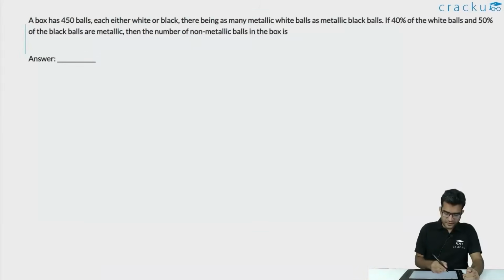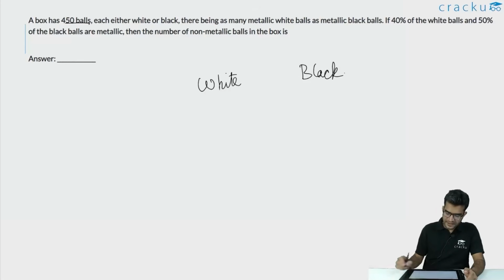In this question, we are told that there are a total of 450 balls. Some of them are white and some of them are black. So let us assume that these are the white balls and these are the black balls. Again, there is another distinction. Some of them are metallic balls and some of them are non-metallic balls. So let us assume that these are metallic balls.